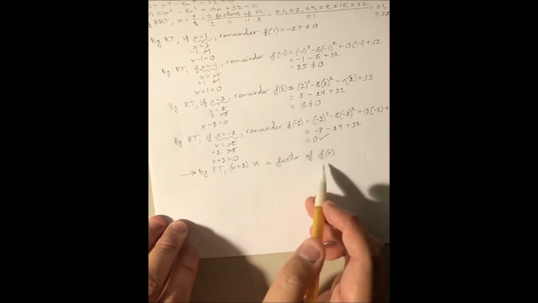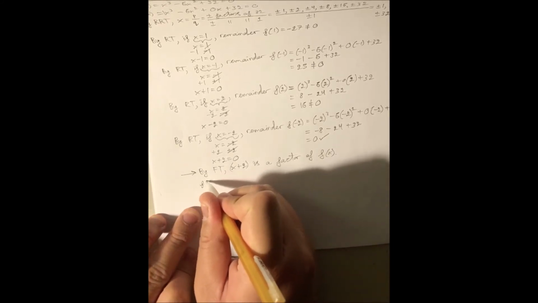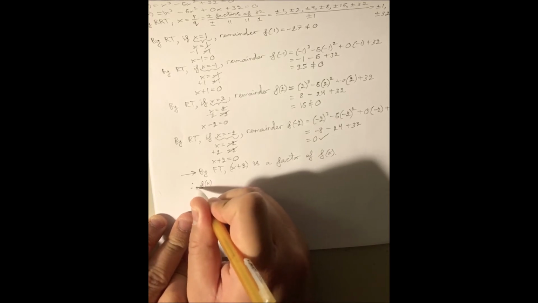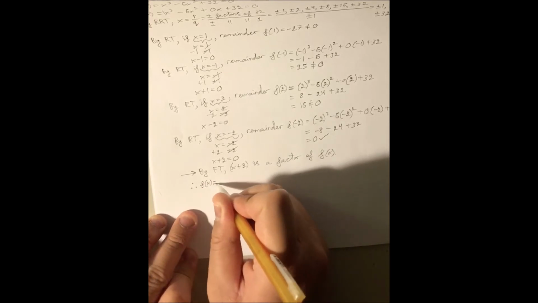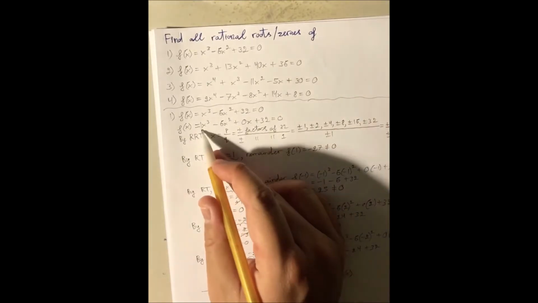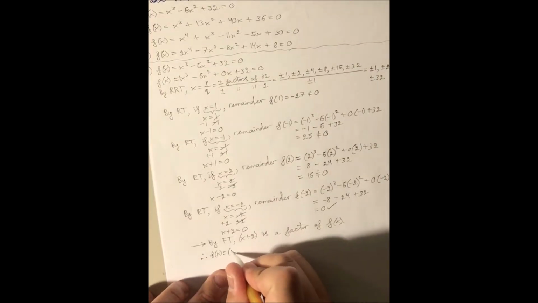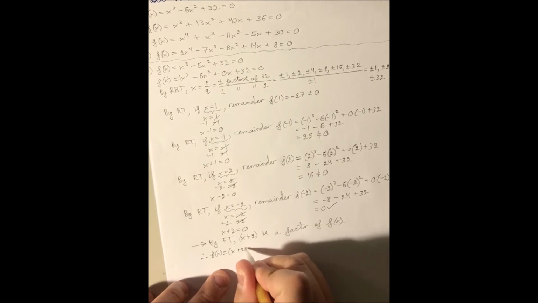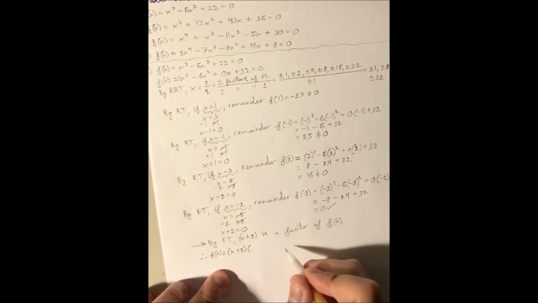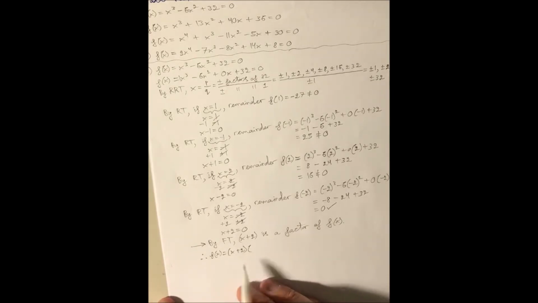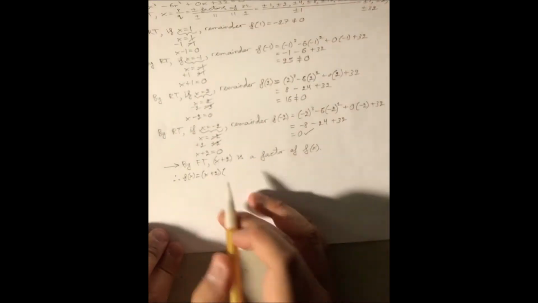Well, since x plus 2 is a factor of f of x, we know that f of x equals, instead of this form, x plus 2 multiplied by another factor. But with this other factor here, this is when synthetic division is going to come in. So how do we find this other factor?